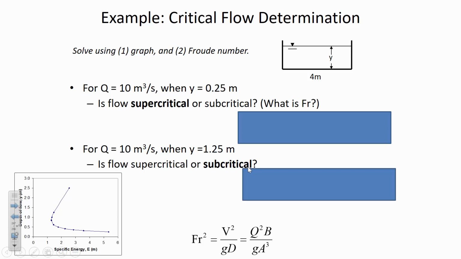Okay, 148. We don't have time to do this calculation, but I do have time to show it to you. So that's what we'll do. This is the same graph that we've seen before, specific energy. This is the 10 cubic meters per second that's going through our rectangular channel.